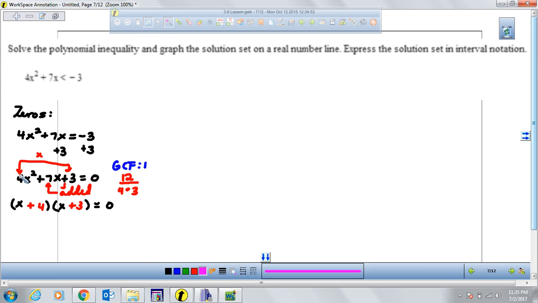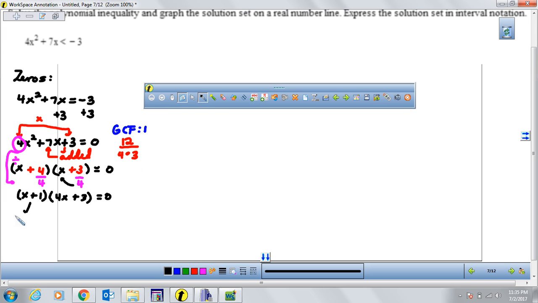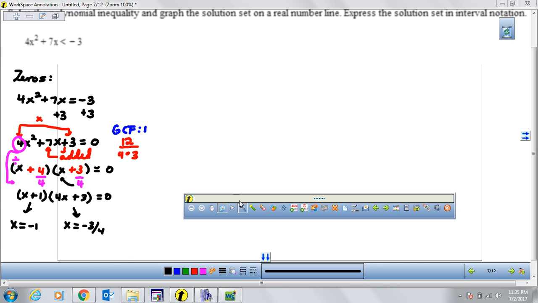Then to finish these factors, we have a 4 as the value of a, so what we need to do is divide them both by 4. So the first factor, 4 divided by 4, gives me x plus 1. And the second factor, since I cannot divide 3 by 4, the 4 goes in front of the x, so that would be 4x plus 3. Then we're going to find the zeros of this. So the zeros will be x equals negative 1, set them equal to 0 and solve for x, and x equals negative 3/4. So those are my boundary points.